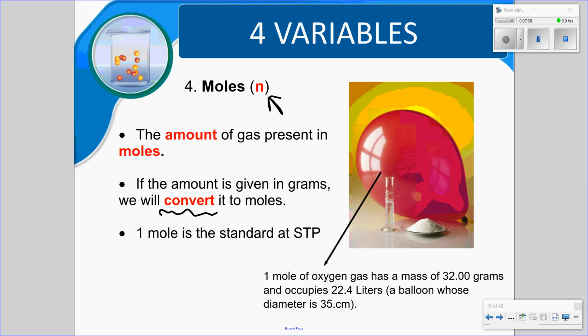So for example, in this balloon in the diagram, we have 1 mole of oxygen gas, which you know occupies 22.4 liters if it's at STP, and is going to have a mass of 32 grams, which you should know because it's O2. And the balloon has a diameter of 35 centimeters.